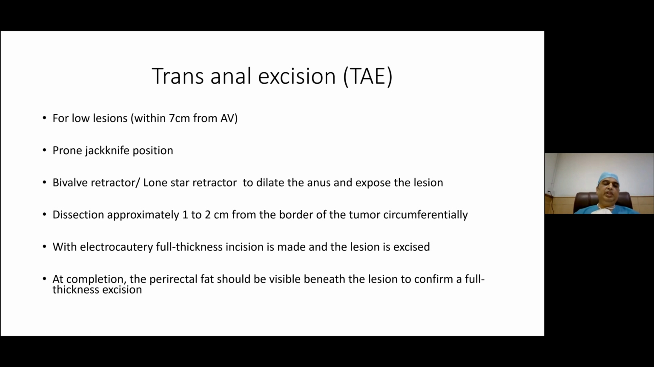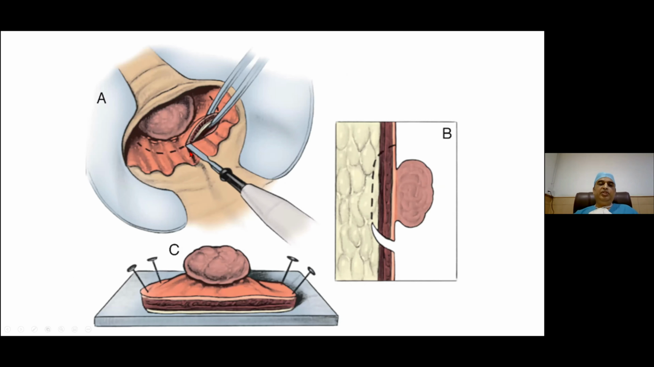If the tumor is anteriorly placed, then the jackknife position is better. For posteriorly placed tumors, you can do a simple Lloyd-Davies position. You can use a retractor; the Lone Star retractor is good for doing a transanal excision. In this, you have to excise with a good margin, properly label it with all the margins, and send it for biopsy. Immediately we send it especially for frozen section to check the margins clearly.